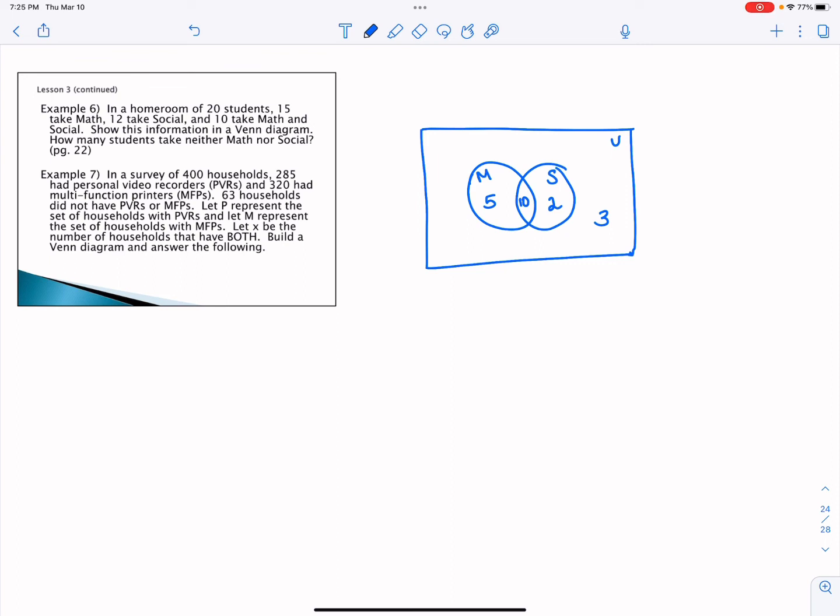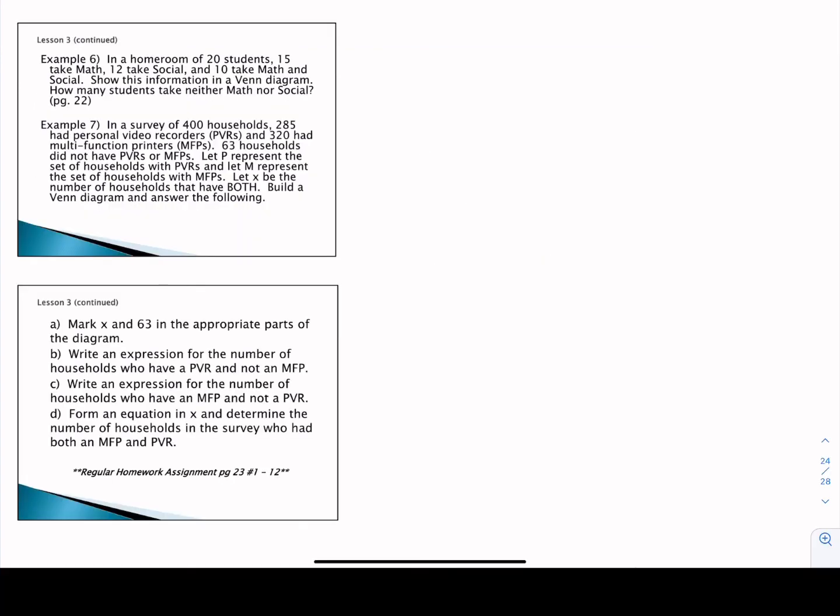So when you fill in your Venn diagram, be careful about filling in every single option. So not only do we have math and social to contend with, but we have remaining students who are taking none of those subjects. So this would be your Venn diagram for example 6. The last example in this section actually carries over 2 slides, so I've got them both posted here for you.